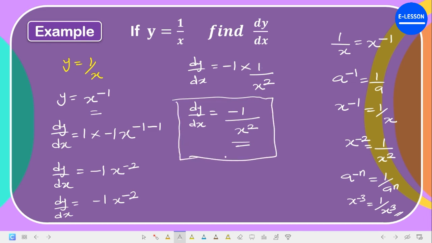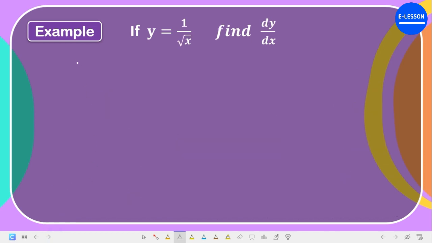Let's take the next question. The next says, if y is equal to 1 all over root x, find dy/dx. Now we said that root x is equal to what? Root x is the same thing as x raised to the power of half. Since root x is equal to x raised to the power of half, we have y is equal to 1 all over x raised to the power of half.